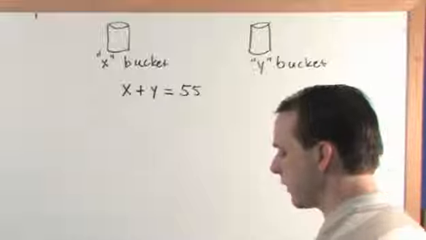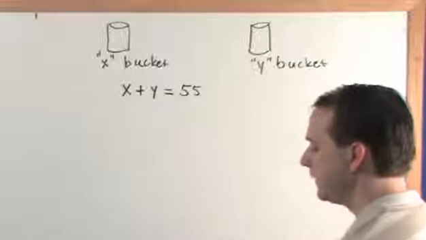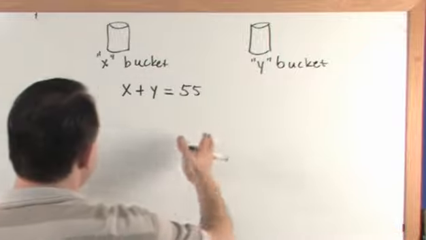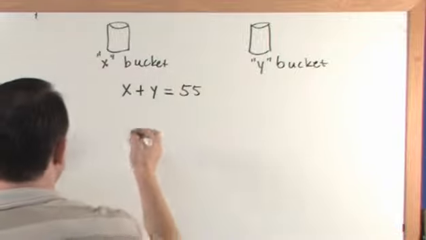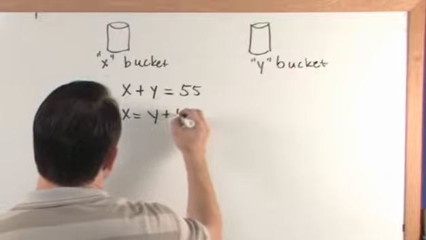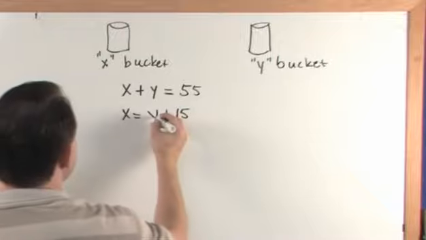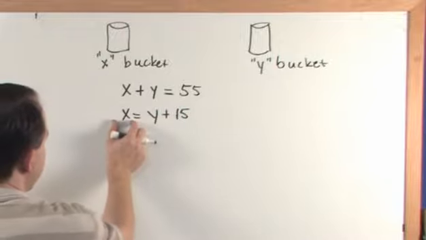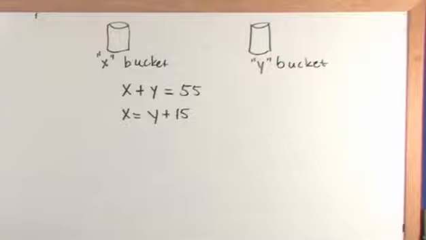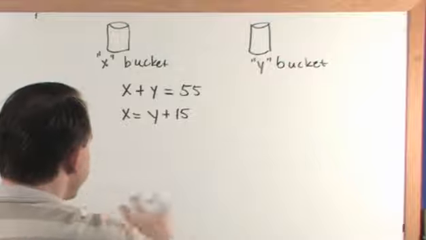Okay, second part of the problem. One bucket has 15 more pecans than the other. And it doesn't matter which bucket you choose, whether X or Y, but all you know is that one bucket has 15 more pecans than the other bucket. Say bucket X has 15 more pecans than bucket Y does. So that's another equation, that's another fact.